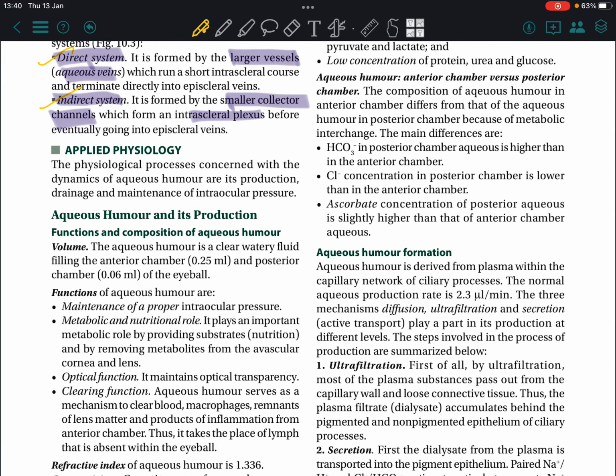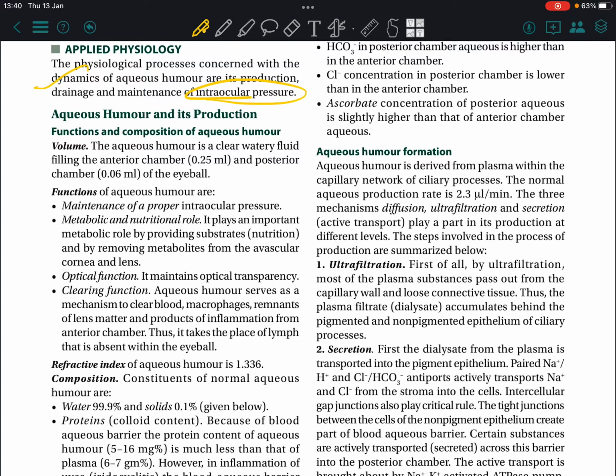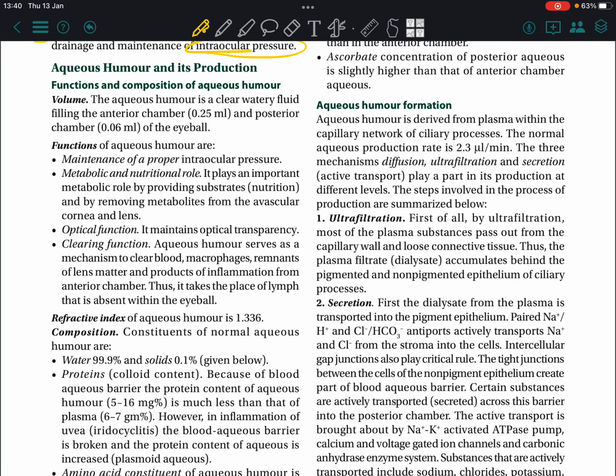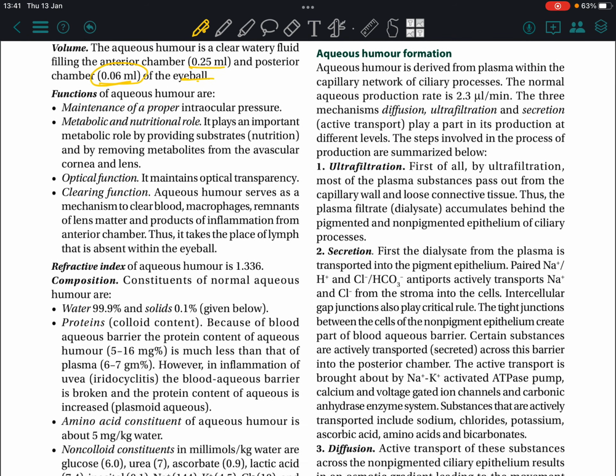Let's see the applied physiological processes concerned with dynamics of aqueous humor: its production, drainage and maintenance of intraocular pressure. Aqueous humor and its production. Volume: the aqueous humor is a clear watery fluid filling the anterior chamber and posterior chamber of the eyeball. Functions of aqueous humor: maintenance of a proper intraocular pressure, and metabolic and nutritional, giving nutrient substrates, nutrition, and oxygen to lens and cornea.